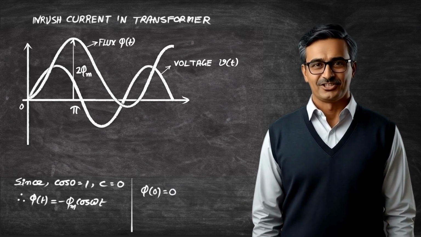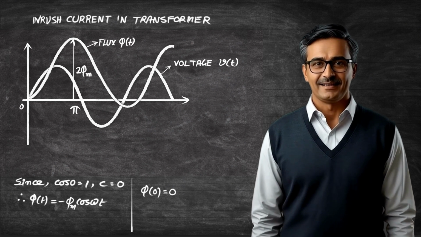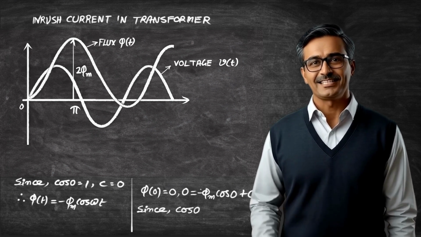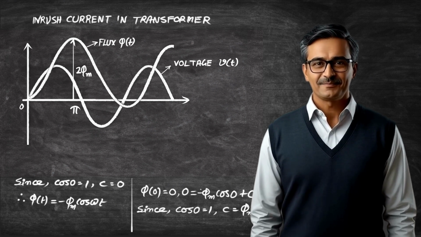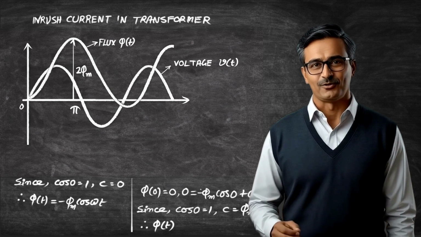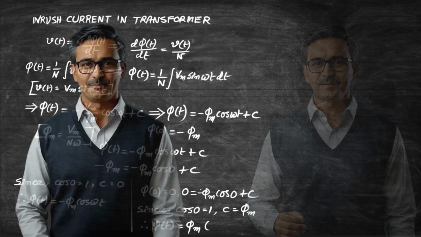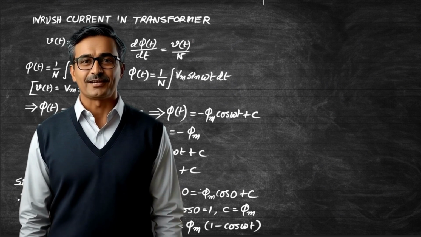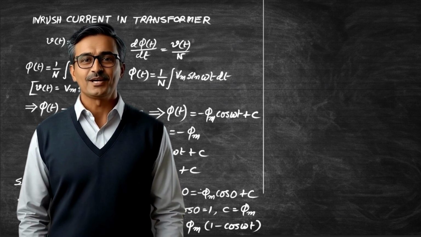Applying this initial condition in the same equation, we get 0 = −φm cos 0 + c. Since cos 0 equals 1, we obtain c = φm. Therefore, the flux equation in this case becomes φ(t) = φm (1 − cos ωt). This equation reveals the main cause of transformer inrush current.